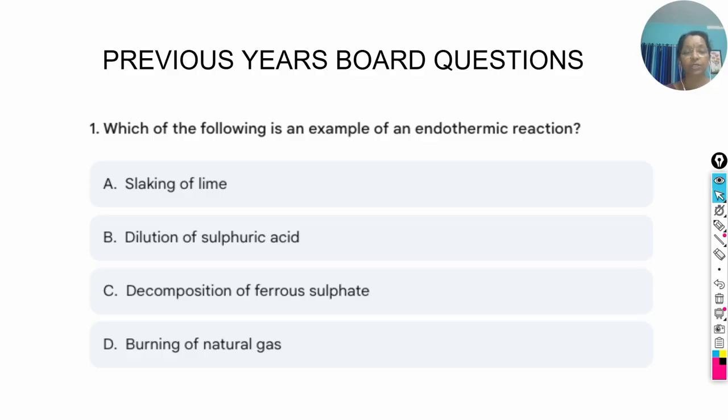Previous year's board question: which of the following is an example of an endothermic reaction? Keep in mind, endothermic means it is a decomposition reaction. So we'll check: decomposition of ferrous sulfate, that is the answer. All others are not endothermic.